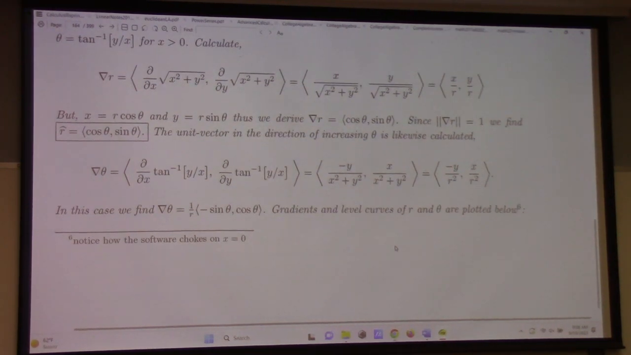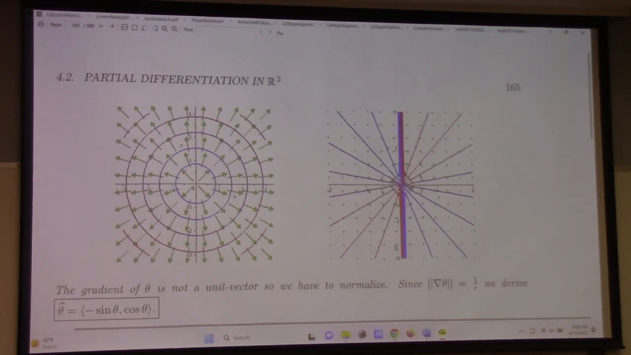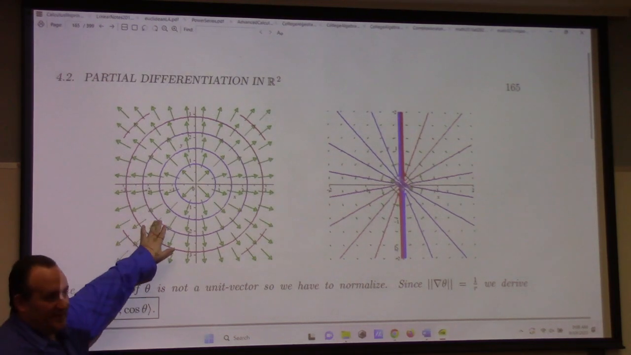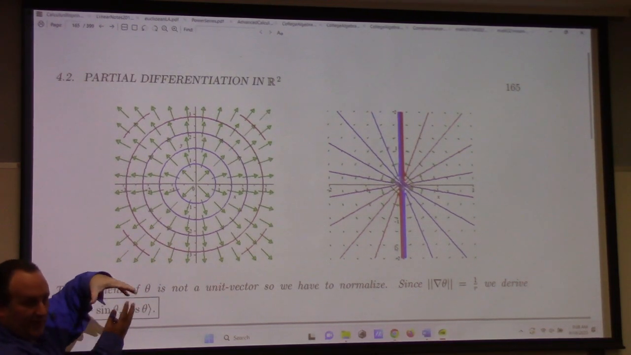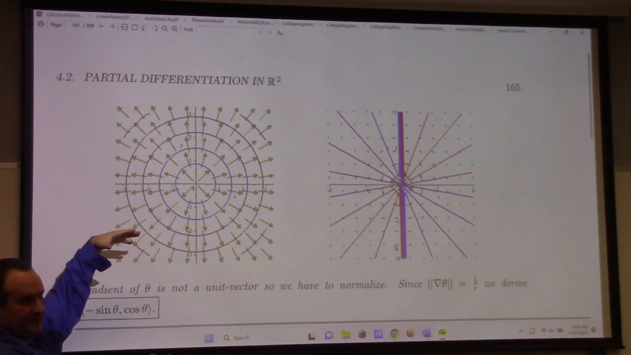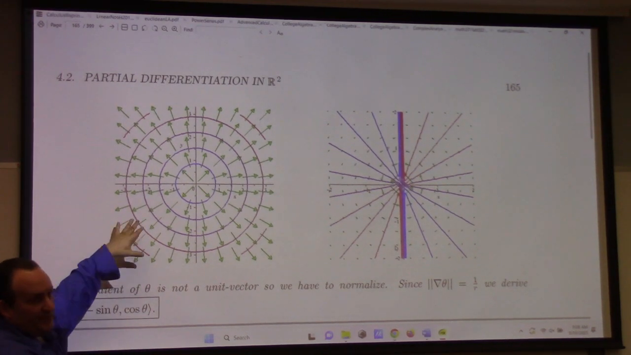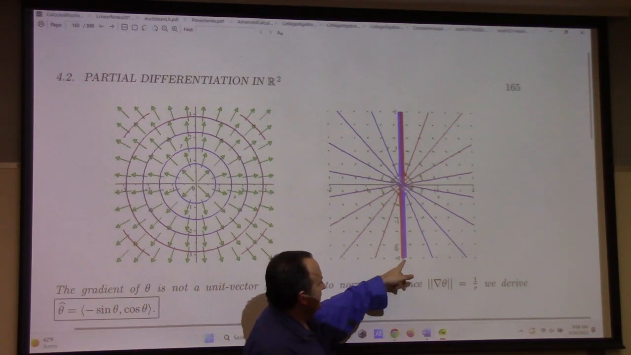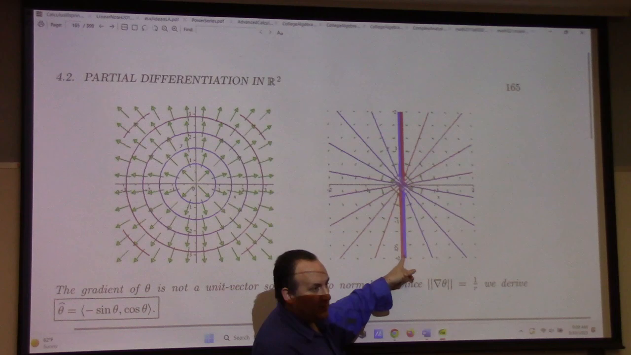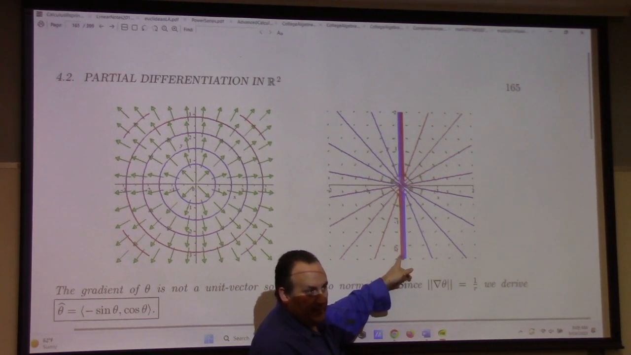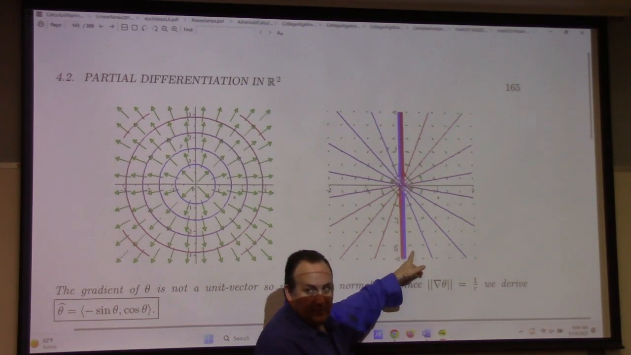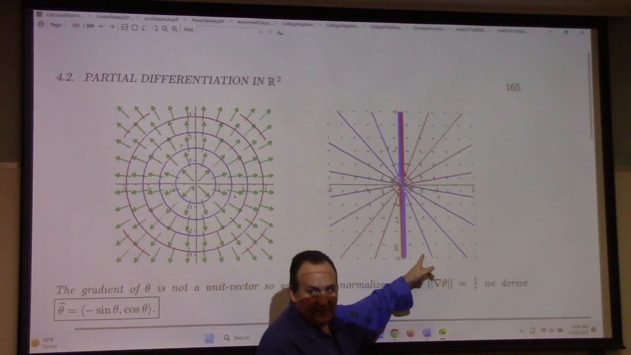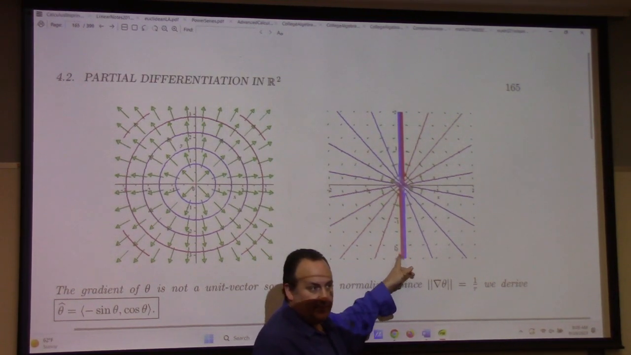And here's what it looks like. Now, there's obviously some problems here. This one's simple enough to understand. This is the r hat vector field. It points directly outward. It points radially outward from the origin at each point. This one, you see what's going on here? The problem is that the software doesn't quite know what to do at the y-axis, right? The software isn't quite robust enough to understand how to deal with the standard angle at that point.